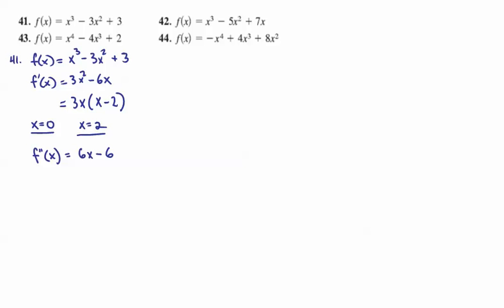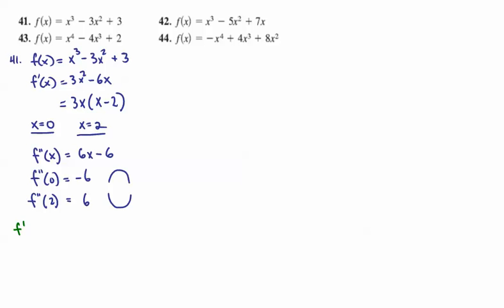So all we want to do is plug in, if we can, f prime prime of 0. We get negative 6, so that would be concave down. And f prime prime of 2, we're going to get 12 minus 6, positive 6, and so that will be concave up. So let's summarize this.